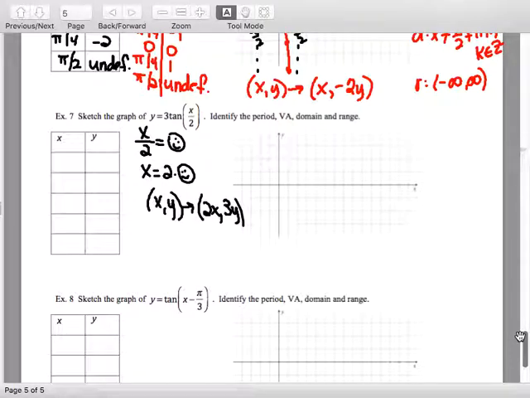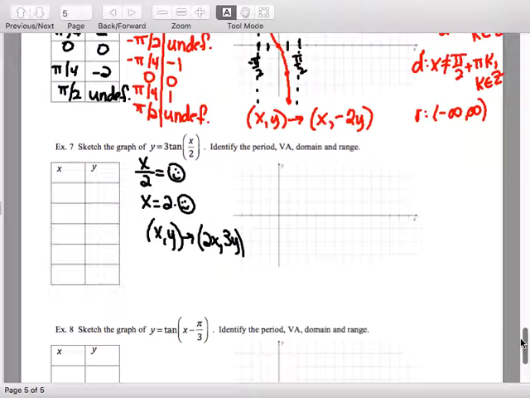So what I want you to do is once you get that mapping notation down, take the parent function, the 5 key points that we have above, do the transformation, the mapping, and fill in your new table. If you're a fast worker, sketch it and try to identify period, vertical asymptote, domain, and range. Do as much of it as you can. So if it's undefined, we still keep it undefined. Yes.